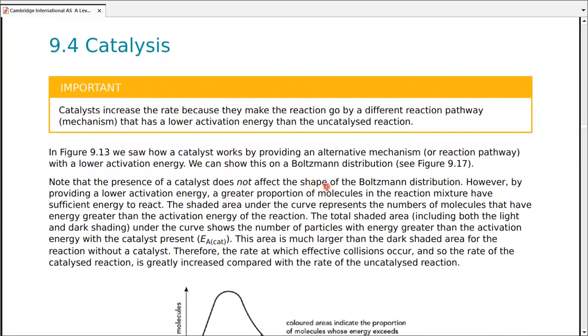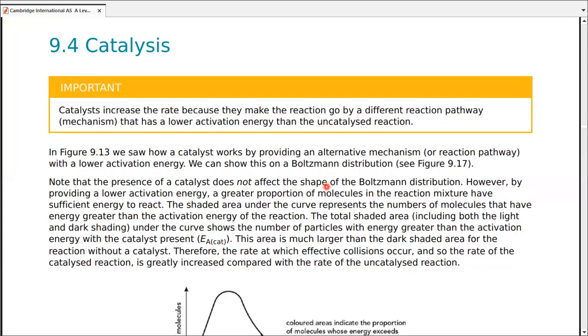9.4, catalysis. Now, catalysis means a reaction in which a catalyst has been used. Catalysts play an important part, increase the rate of reaction, and help us carry out the reaction by a different pathway, a different mechanism, maybe with lower activation energy, by an alternate route compared to the uncatalyzed reaction. That kind of reaction would be considered as catalysis.